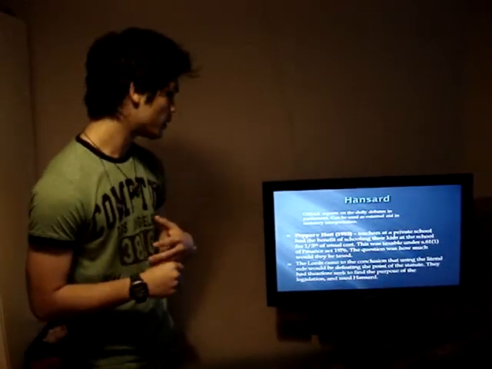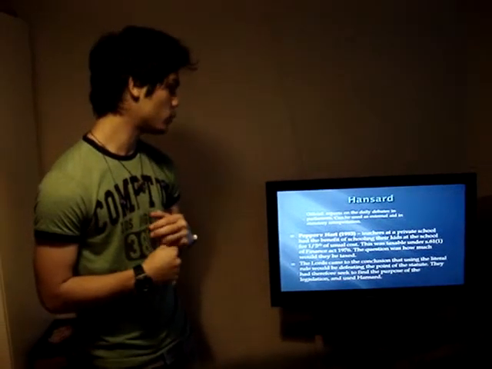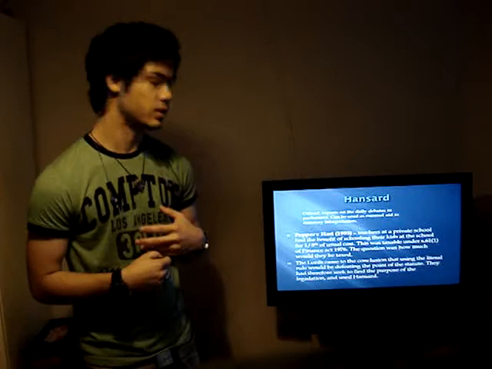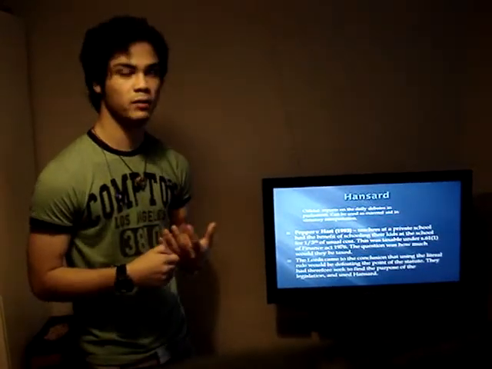In the House of Lords, they came to the conclusion that using the literal rule would be defeating the point of the statute. They had therefore sought to find the purpose of the legislation through Hansard. And that's it.